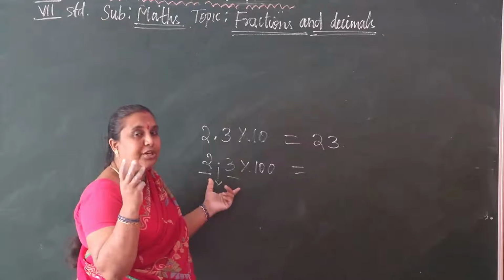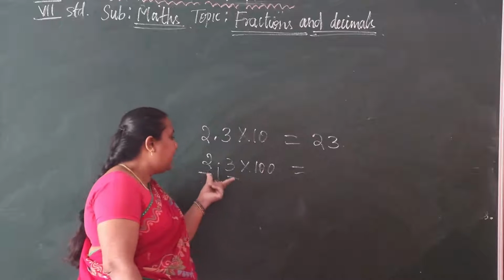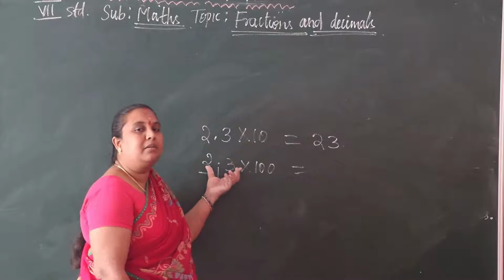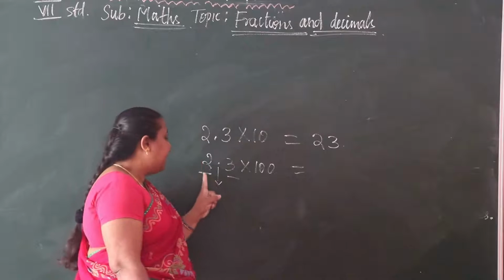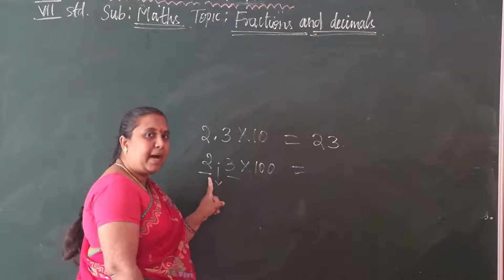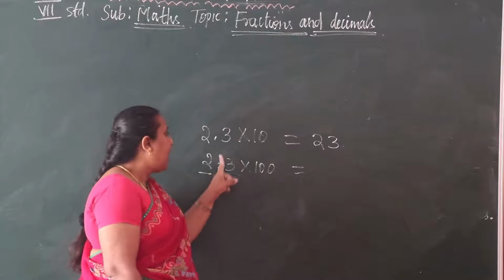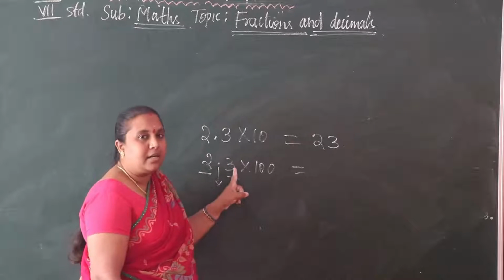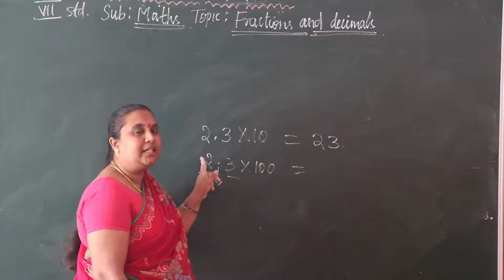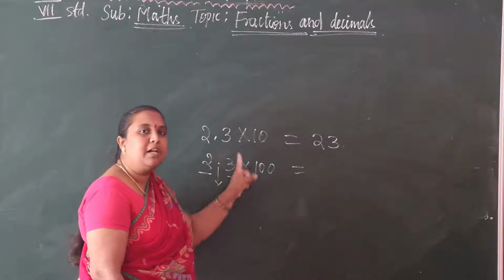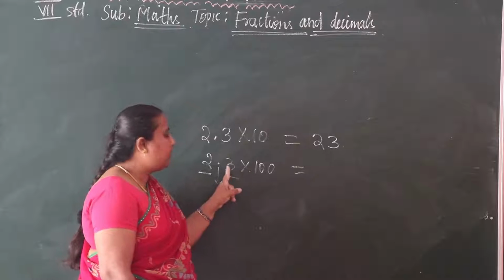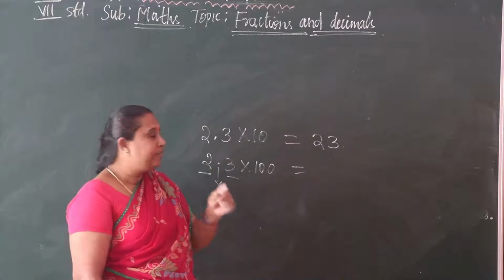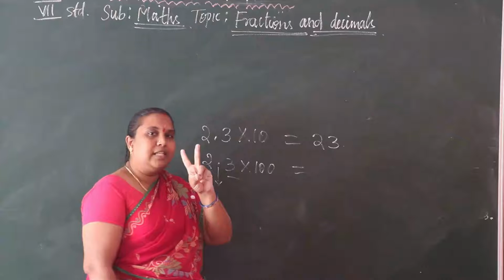I told you in your last class that in a decimal number we have three parts. One is the integer part, the decimal point, and the decimal part. Okay, so in this you have in the decimal part only one number, but here you have two zeros.